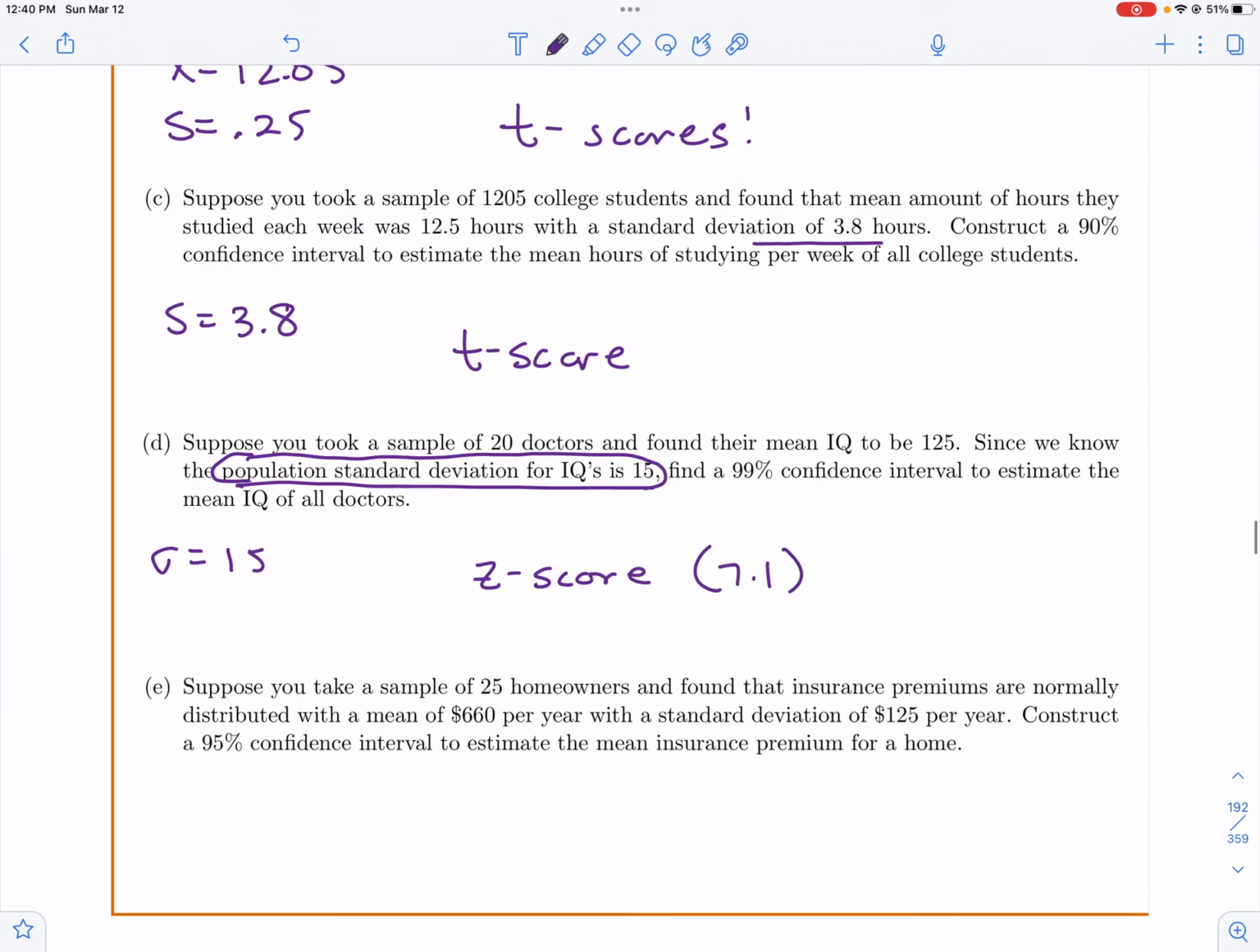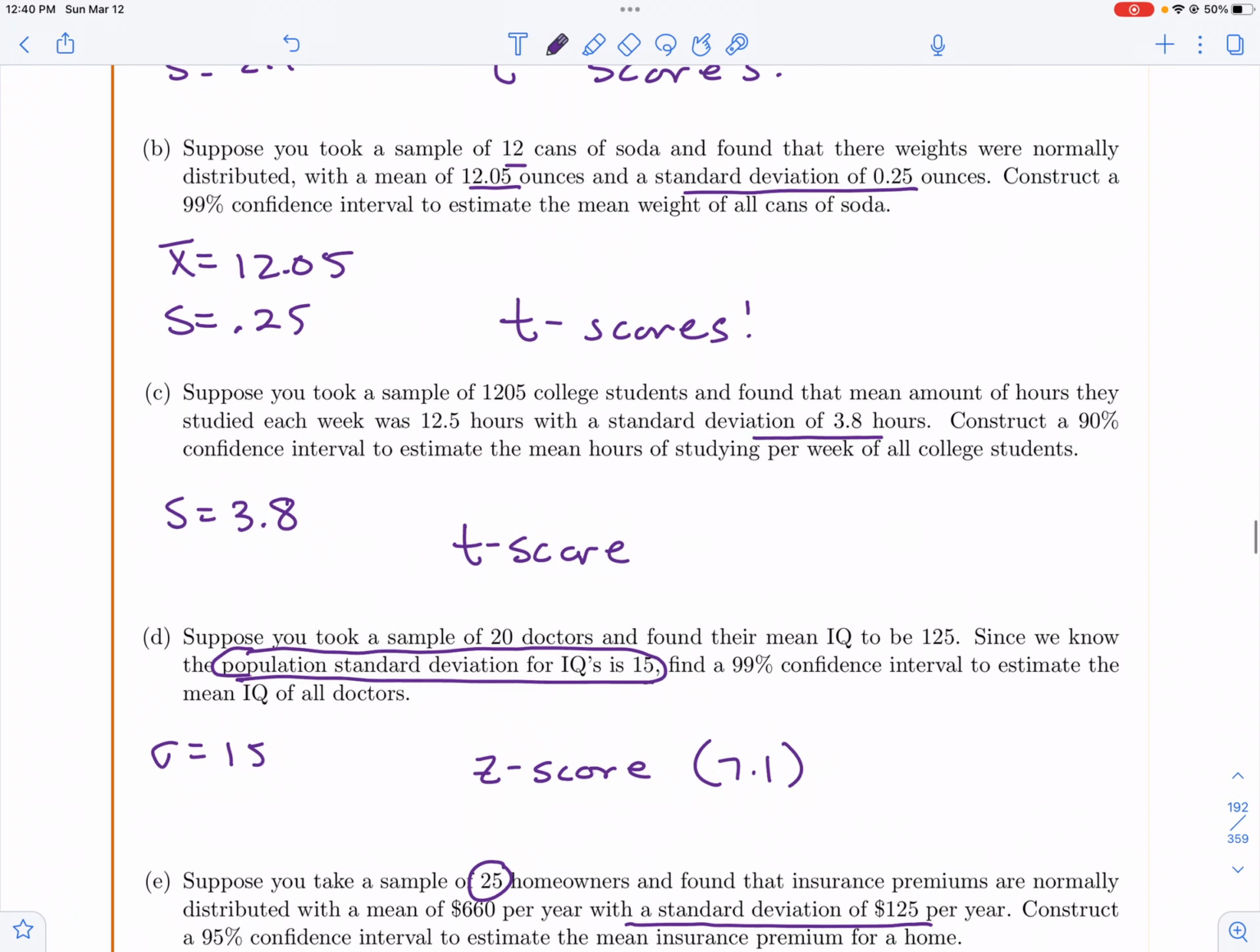Finally, suppose you take a sample of 25 homeowners and found that insurance premiums are normally distributed with a mean of 660 per year with a standard deviation of 125 per year. Again, that standard deviation is being produced from that original sample of 25 people, so this is going to be our sample standard deviation. And so again, we're using our t-score.